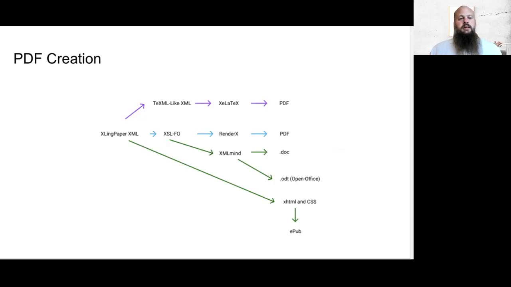XLingPaper also has the ability to use XMLMind's .doc and .odt, which is the OpenOffice format. So you can use those export processes within XMLMind, and those are based off of XSL-FO. So working with XLingPaper's XML to convert it to XSL-FO, and then using the XMLMind processes for working from XSL-FO. Back in 2009, Andy began to think about adding a XeLaTeX-based output to XLingPaper.